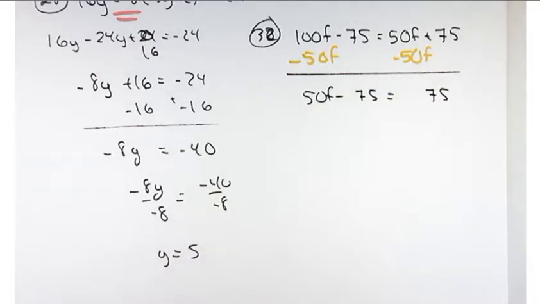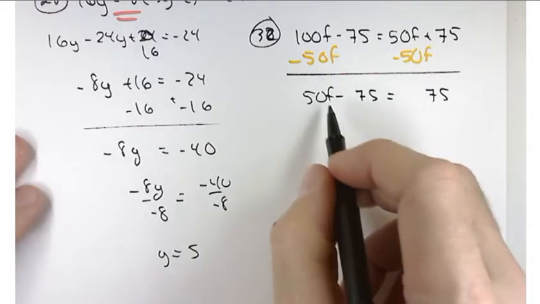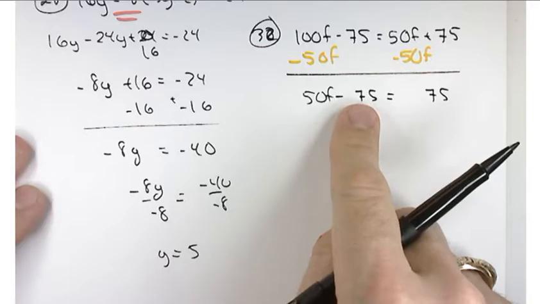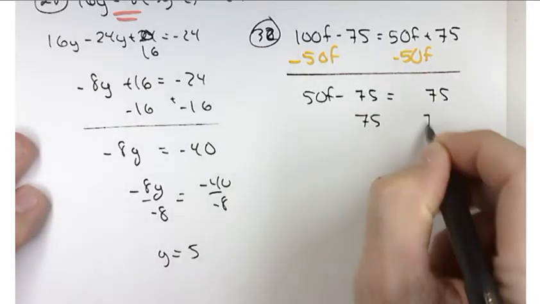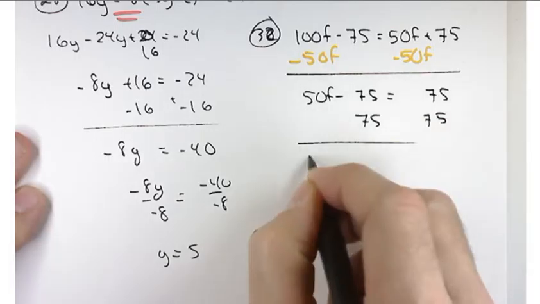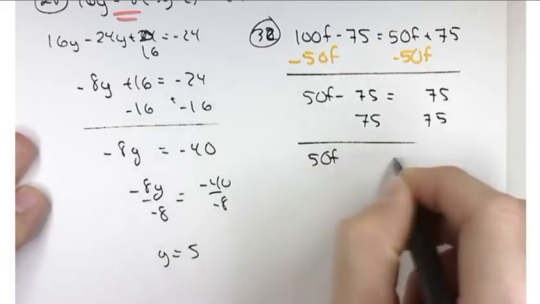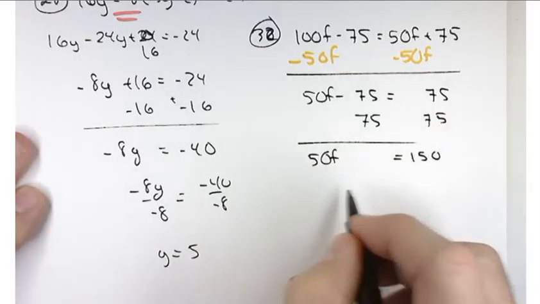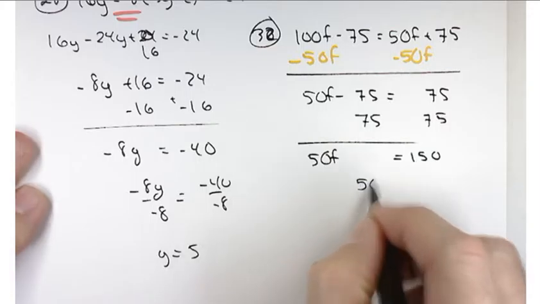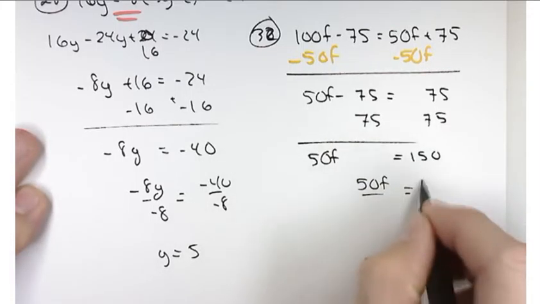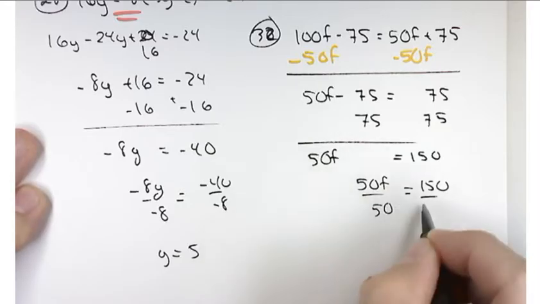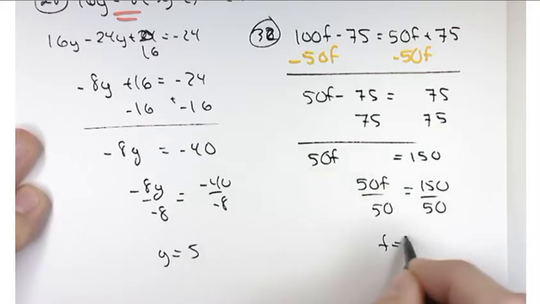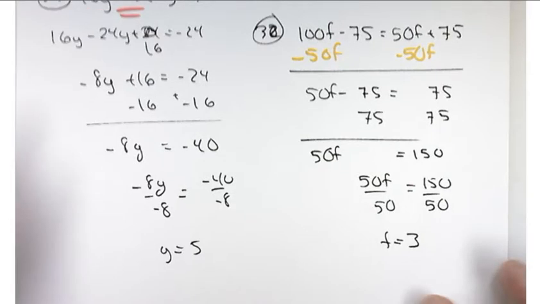Great. Just great. Now I've got my variable on one side. I want to put the constants on the other side, so I'm going to add 75 to both sides. 50f equals 150. What's the last step? Divide by 50. 50 is multiplying f. To undo multiplication, we'll use division. f equals 3. Beautiful.